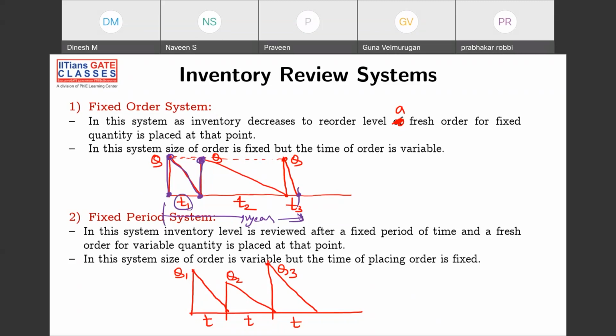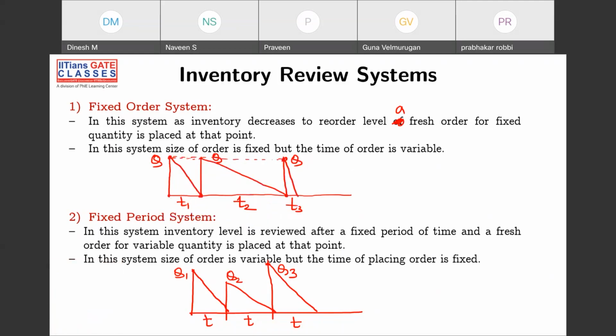And this time I was not at home, I went somewhere else for a trip and all. It took a longer time to consume that. Maybe 6 months, or maybe 8 months it took. Next time I brought some relatives to my home. Now again I ordered 20 only, but it was consumed very fast because you have relatives in your home. So every time I go and order the same quantity, a fixed order, in different intervals of time.